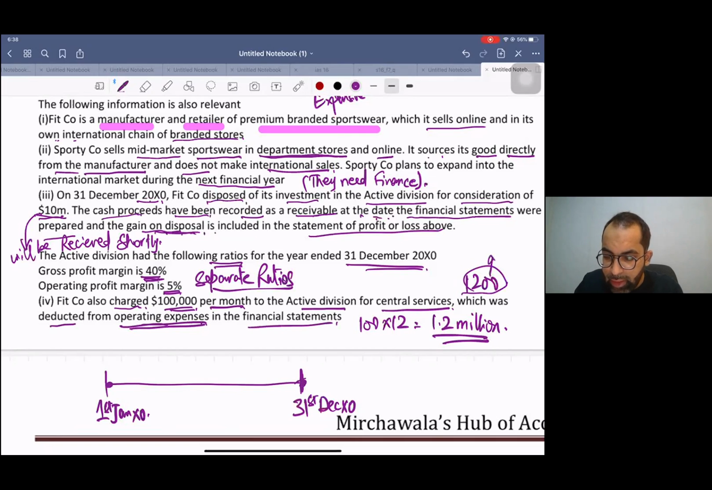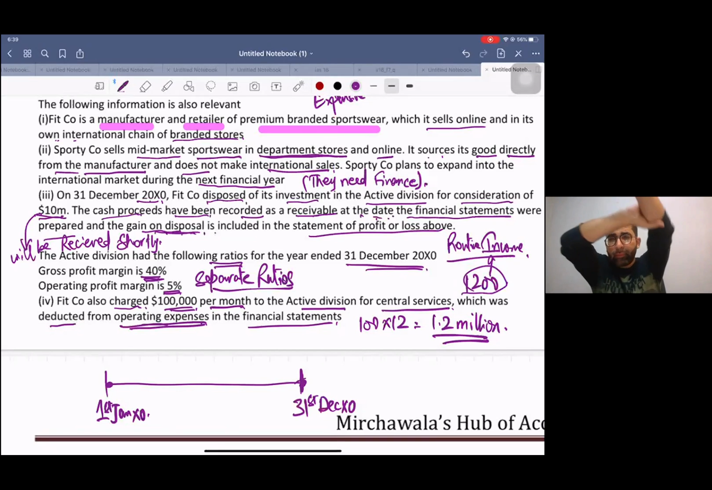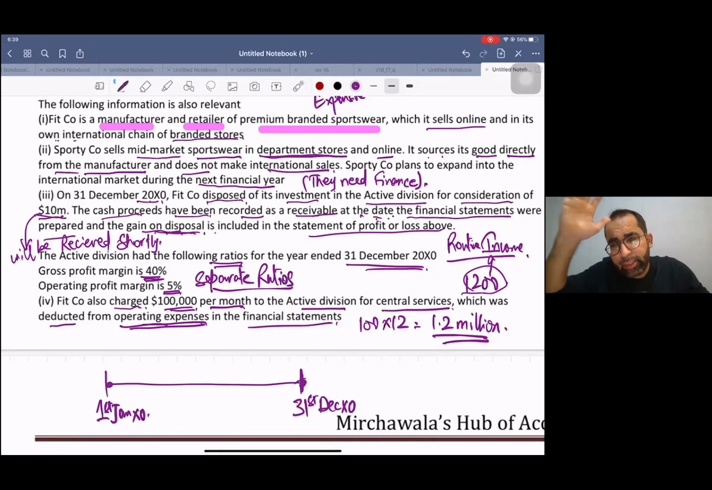This was the routine income of Fit company from this active division. But now just think, from next year, this income will be no more. From next year, as we have sold that division, we can't avail this opportunity. Next year we won't have this income.